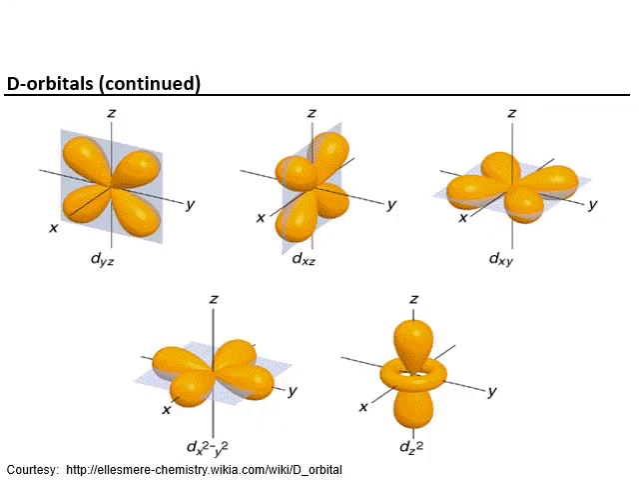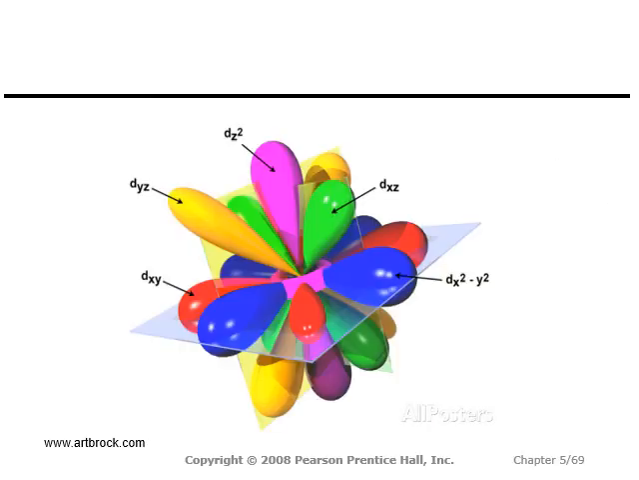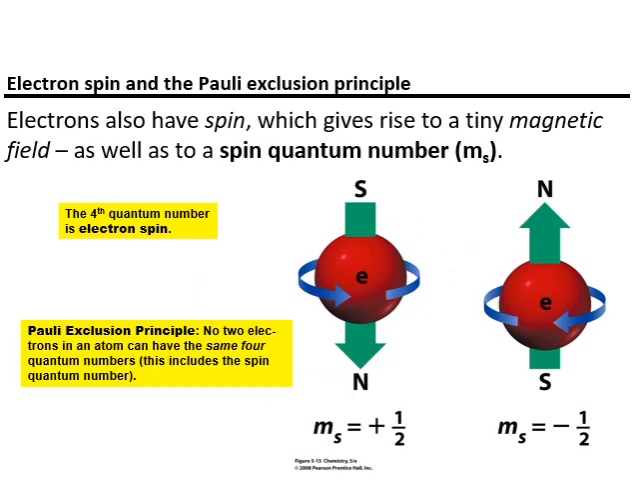And here's a better picture of the D's. And then next slide. Here's a picture of all of this stuff kind of put together. And for the sake of time, let's move on. And then the 4th quantum number, if you're wondering, is just the electronic spin.